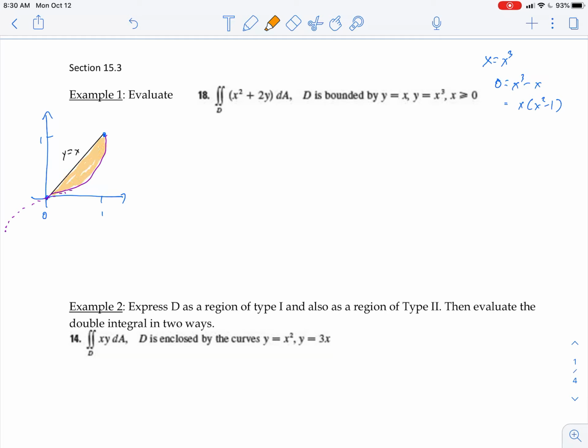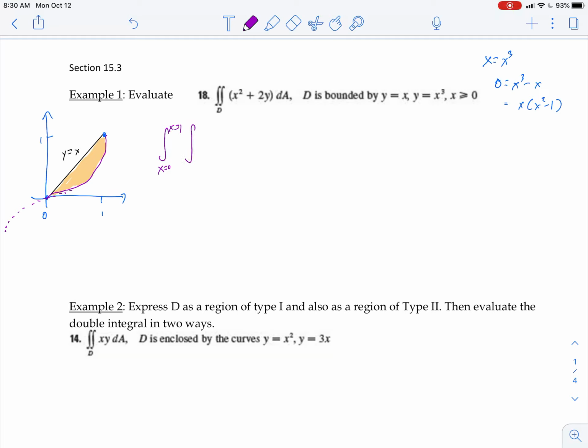All right, and I'm just going to do left to right. So our x values are going to go from 0 to 1. So from left to right, we have 0, 1. And then we do top and bottom. It looks like y equals x is on top, and on the bottom, we have y equals x cubed. So let me make sure I write x equals 0, x equals 1, and then the integral.